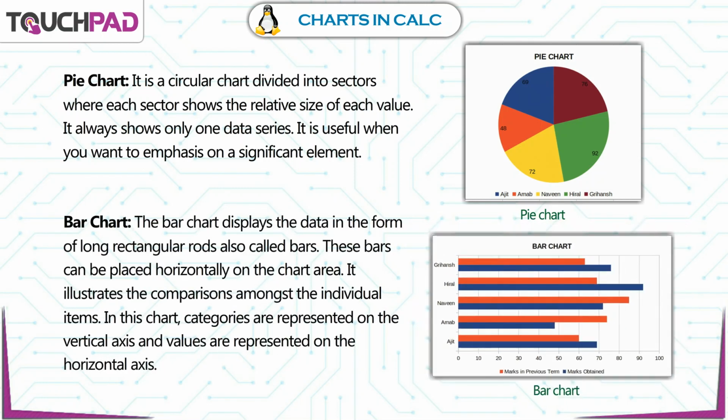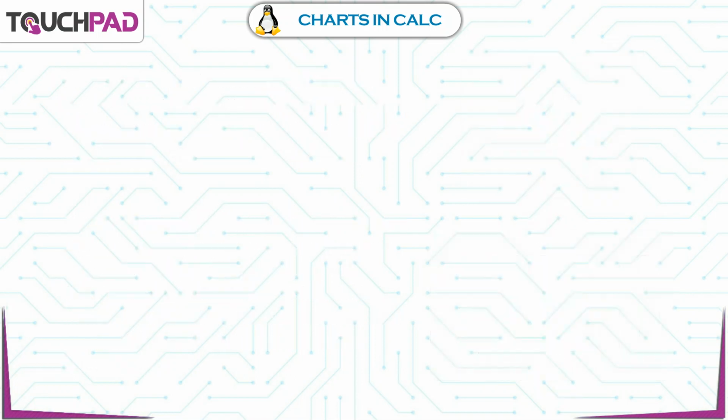Bar chart. The bar chart displays the data in the form of long rectangular rods, also called bars. These bars can be placed horizontally on the chart area. It illustrates the comparison amongst the individual items. In this chart, categories are represented on the vertical axis and values are represented on the horizontal axis.